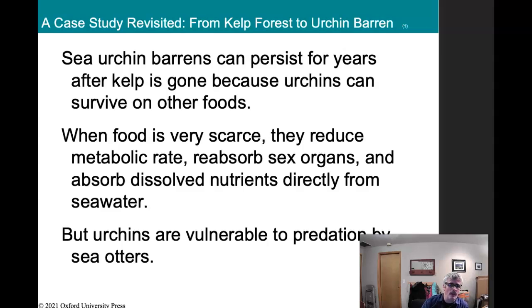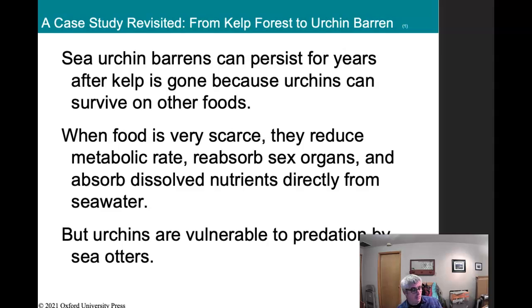We're going to jump back to the sea urchin story here briefly. So these sea urchin barrens can persist for years after the kelp's gone, because the urchins can survive on other foods, and so they mow down the kelp because it's so delicious, and then they spend the rest of their time just scraping anything that settles on the rock. So if a new kelp comes in and lands on the rock there, it's immediately scraped up and eaten. So they can survive by scraping the algae and other things off the top of the rocks. And when food is scarce, they can regulate their metabolic rate, reabsorb sex organs, and absorb dissolved nutrients directly from the seawater. So it's pretty crazy.